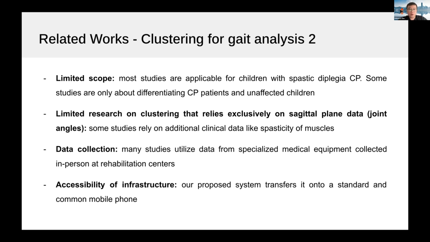And furthermore, the new contribution of our study was that a lot of the infrastructure that was described in the previous studies is now transferred to the average common mobile phone, where you're able to collect data with basically your phone camera, and also able to access gait analysis results from your mobile phone anywhere you are. You don't need to have specialized medical equipment in order to receive that data.